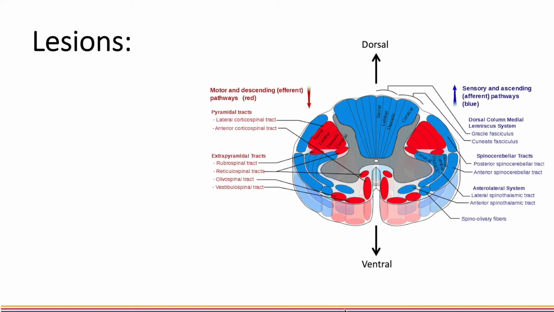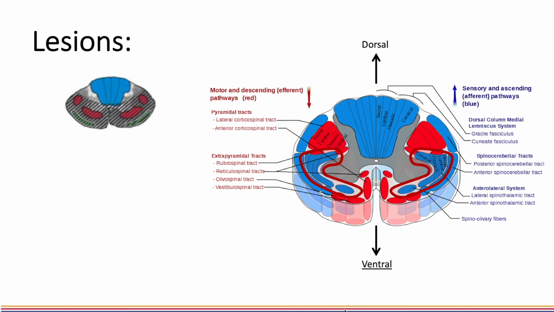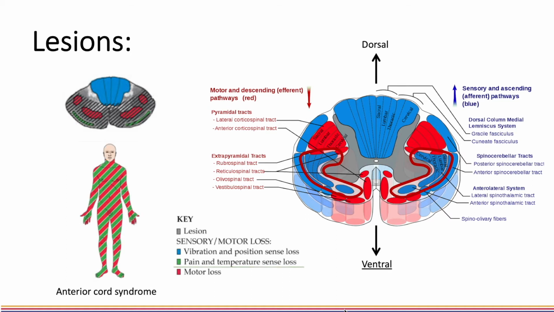Remember, the spinothalamic tracts lie anterolateral or ventrolateral within the cord. Therefore, a lesion to the anterior part of the spinal cord will cause loss of the spinothalamic sensations below the level of the lesion, as well as motor loss, as these tracts are also in the anterior part of the spinal cord. This is known as anterior cord syndrome.